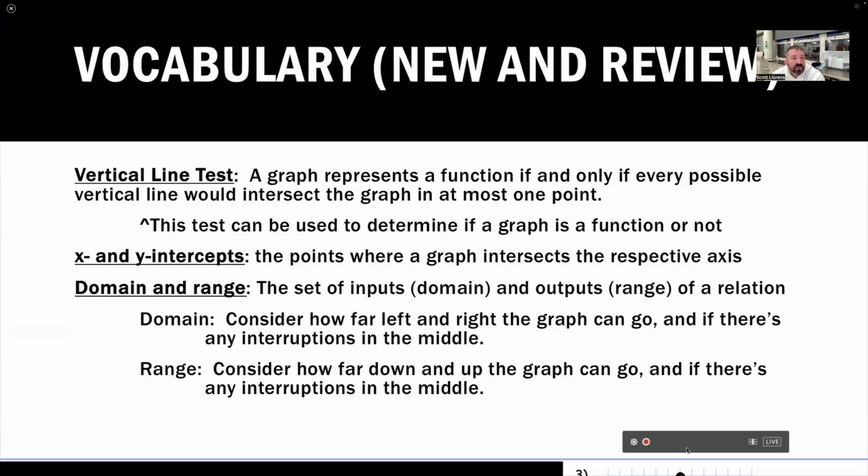The next definitions we have are X and Y intercepts. We've seen these before. These are the points where a graph intersects the particular axis, the x-axis or the y-axis. And then domain and range. We learned that this is the set of inputs for the domain and the set of outputs for the range. When we're getting a graph, which this lesson is going to have a lot of graphs in it, we want to consider for the domain how far left and right the graph goes. And for the range, we want to consider how far up and down the graph goes.